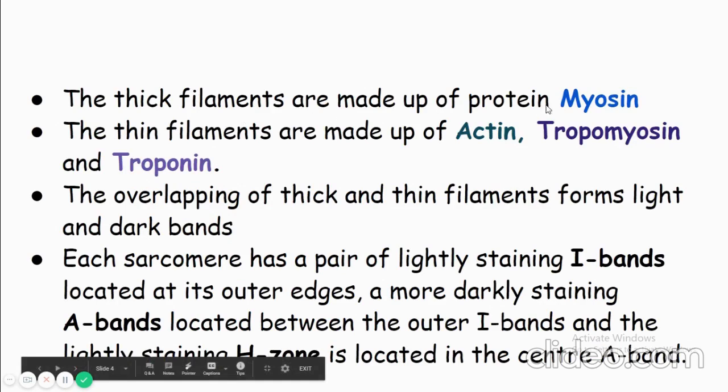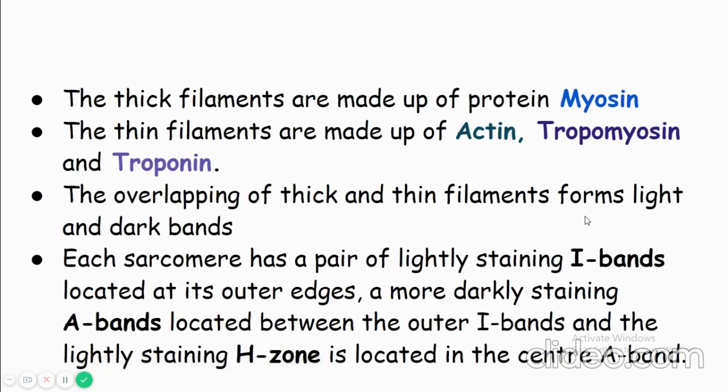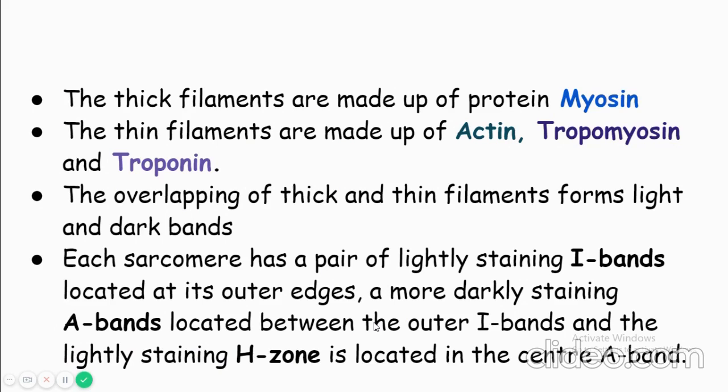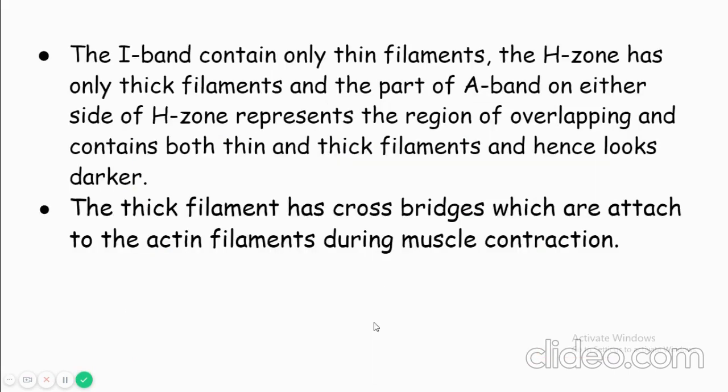The thick filaments are made up of myosin, the thin filaments are actin, tropomyosin, and troponin. The overlapping of thick and thin filaments forms the light and dark bands. Each sarcomere has a pair of lightly staining I bands located at its outer edges, and a more darkly staining A band located between the outer I bands, and the lightly staining H zone is located in the center of the A band. The I band contains only thin filaments, the H zone has only thick filaments, and the part of the A band on either side of the H zone represents the region of overlapping and contains both thin and thick filaments and hence looks darker.